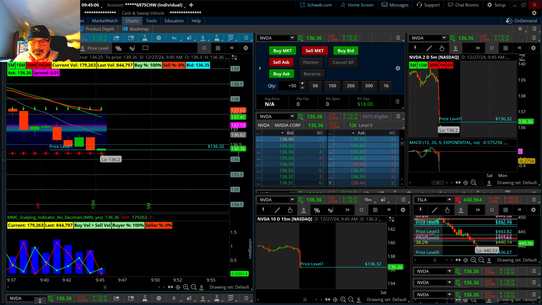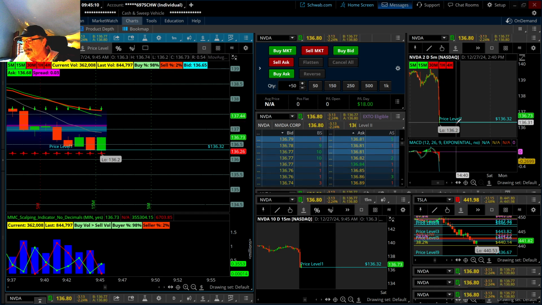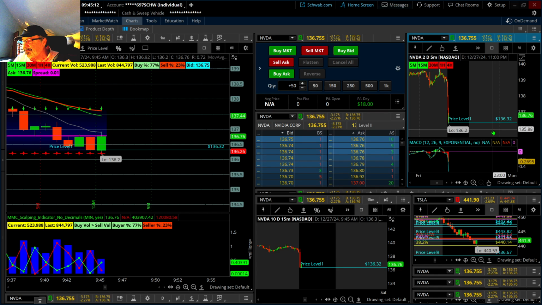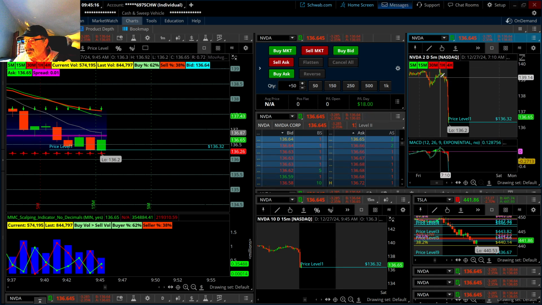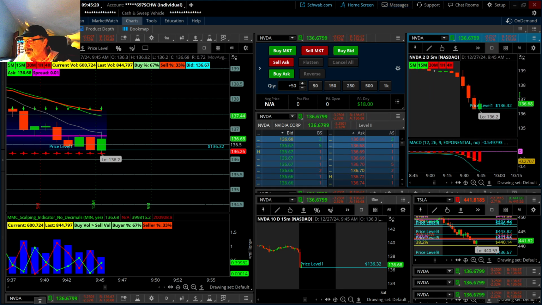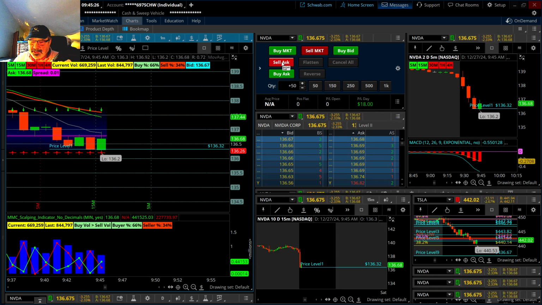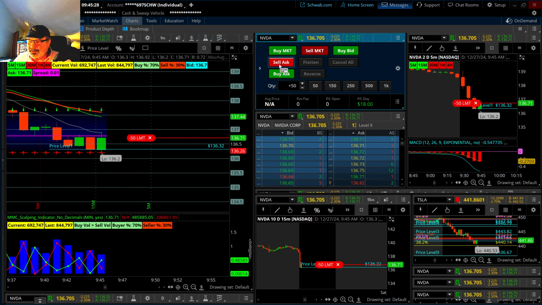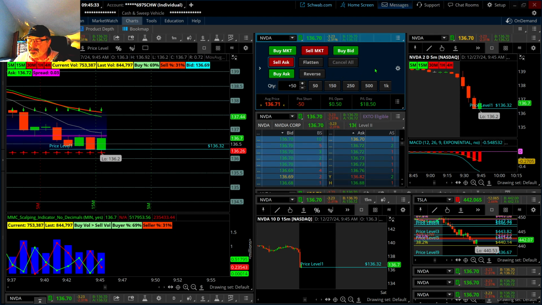So let's see if we're going to play this long off of that level, or if we're just going to try to go for a dip here again. I mean, I'm going to try to get in short. So I'm in short again, thinking that short is the move still.